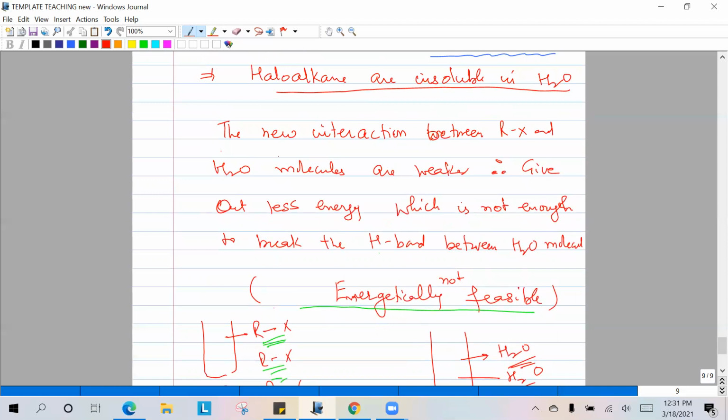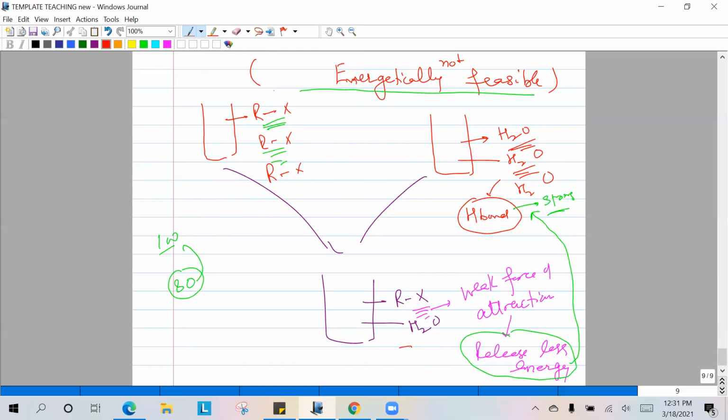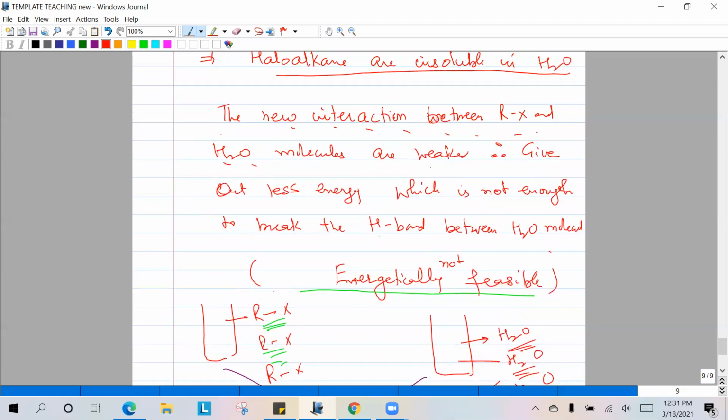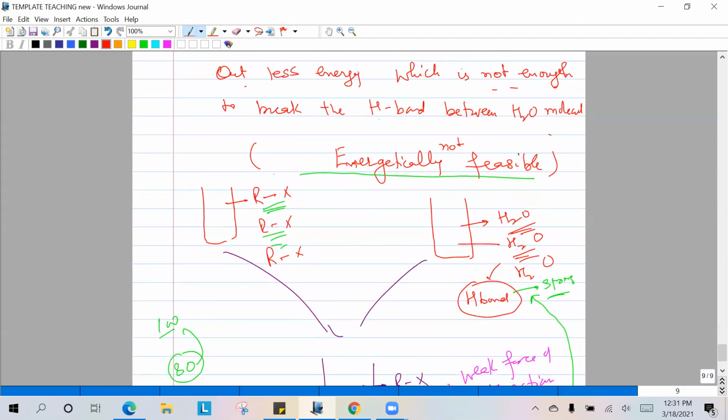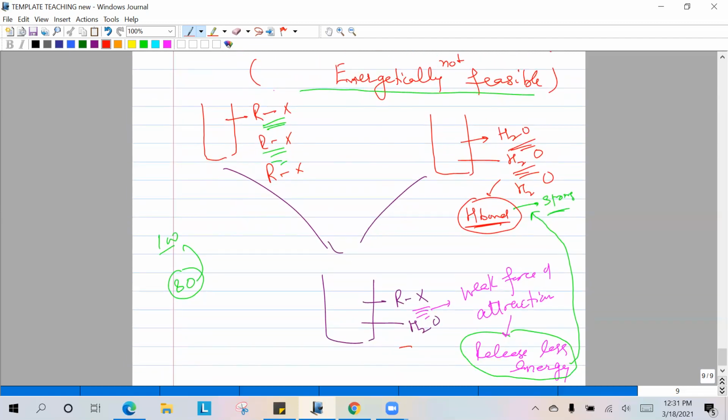So this is what I mean. The new interactions between the Rx and H2O, which is this new one when you mix them, are weaker. If they are weak, they give out less energy, and when they give out less energy, it is not enough to break the interaction between the water molecules. So everything stays their own way. The water molecules are not going to break the interaction among themselves, and the Rx molecules are not going to break the interactions among themselves. Therefore, the new interactions are not going to be created, and if the new interactions are not created, it means the haloalkane is not soluble.